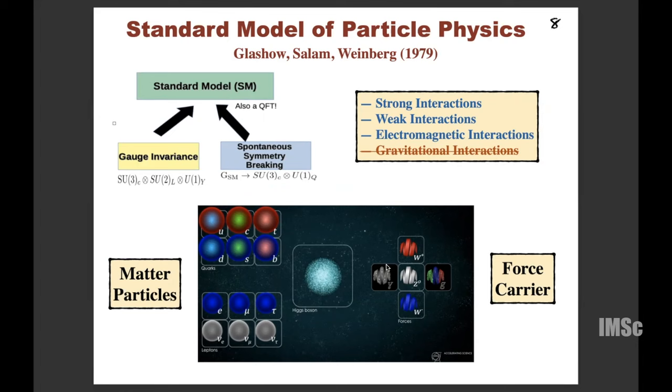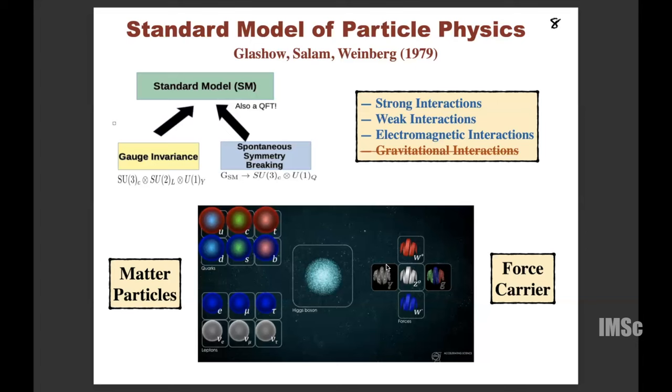So the standard model is basically a quantum field theory based on the principle of gauge invariance and spontaneous symmetry breaking. Here you see the particle content of the standard model. We have different types of particles in the standard model. Some of them are called quarks, which are six of them. Then we have leptons, also six of them. Then we have another kind of particles, which are called force carriers. We have four of them. Then we have the Higgs, so together this is the particle content of the standard model. And by now, all these particles have been discovered. As you might have heard, the Higgs boson is the last particle that we discovered, in 2012.